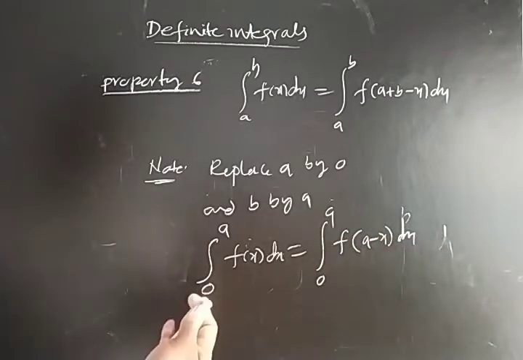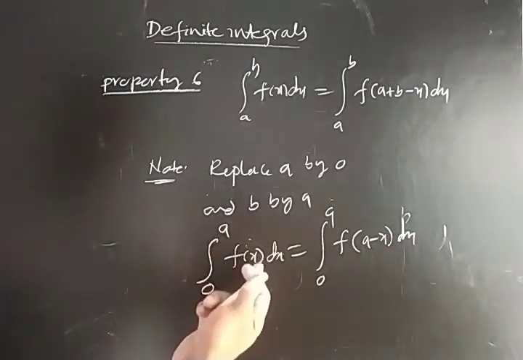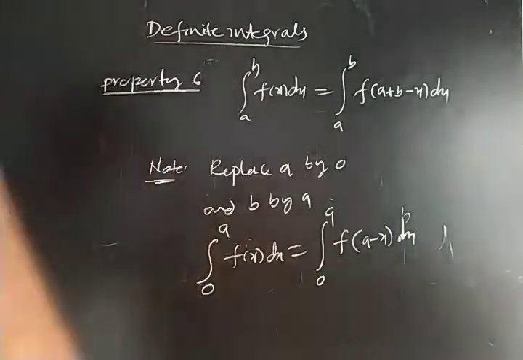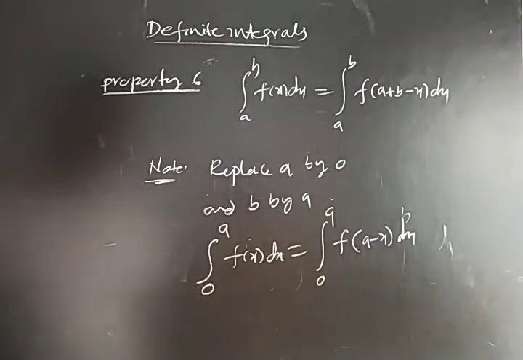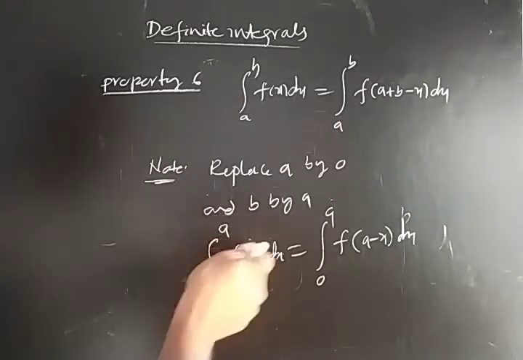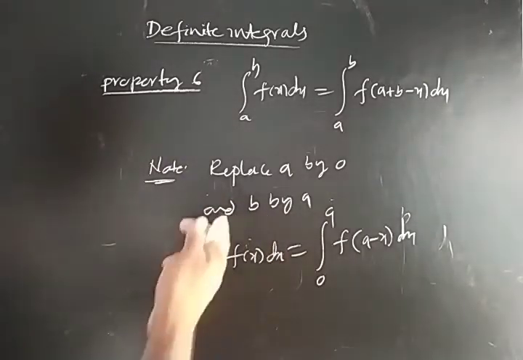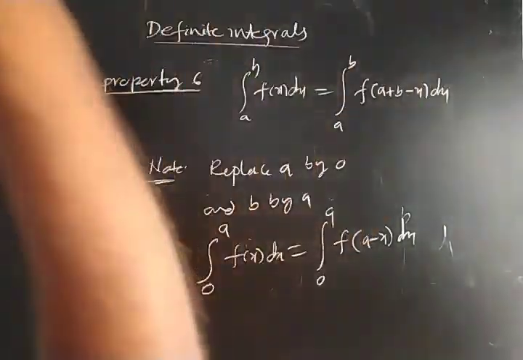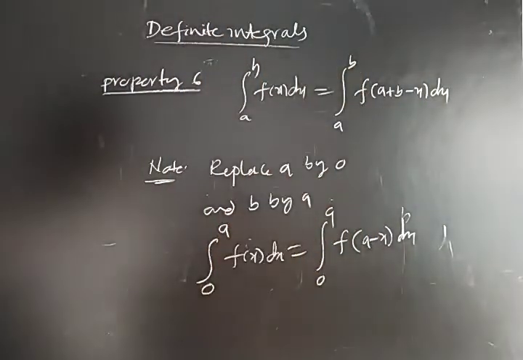So if you have limits from 0 to any constant f of x dx, so you can write that constant in place of x as a minus x. You can use this property also. If you have 0 to some constant here, 0 to constant, then you can use this property. Or if you have two limits, you can use this property also, right? Both sides are equal. Now let us do one problem.